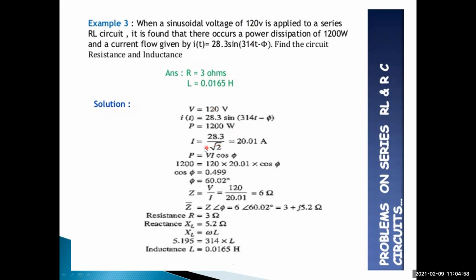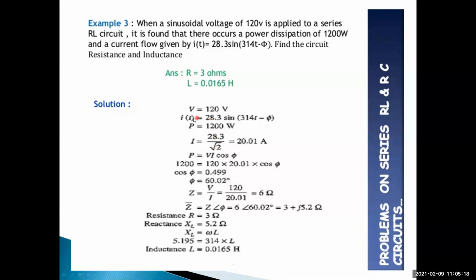Then find IRMS, the RMS value. IRMS is equal to Im by root 2. I is the RMS value of current. Power is equal to VRMS into IRMS into cos phi. That's why we want the IRMS current. IRMS is equal to Im by root 2.